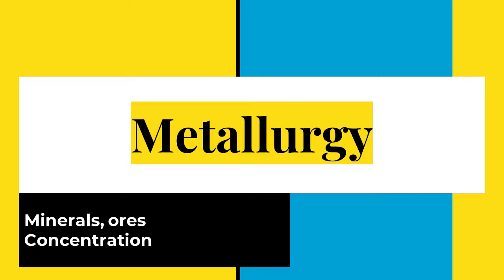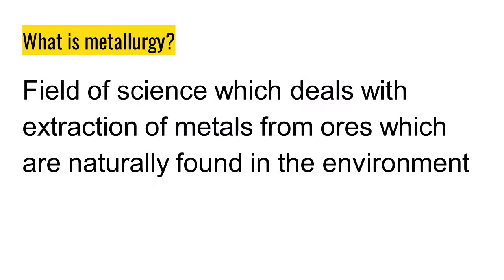This video we will be talking about metallurgical processes, what are minerals, ores and concentration methods used in metallurgical processes. So what is metallurgy? It is a field of science which deals with extraction of metals from ores which are naturally found in the environment. Metals are found in the environment as their salts or compounds from which we extract them using different methods. The science which deals with this extraction process is called metallurgy.